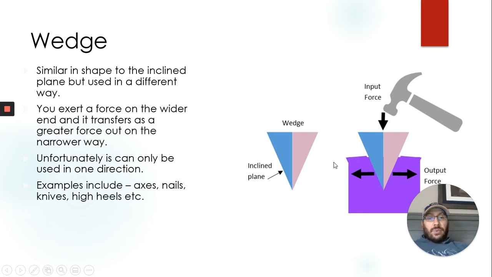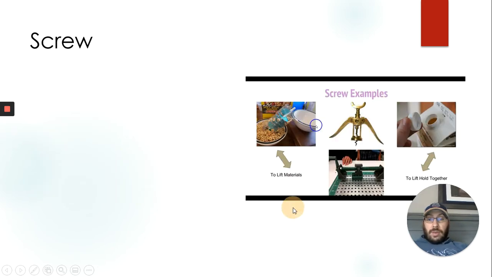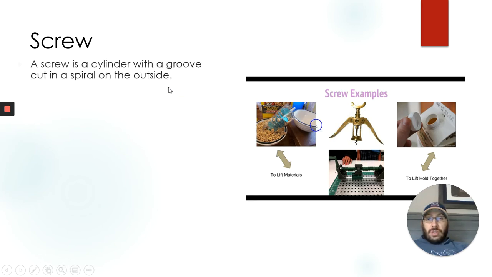You know, if you have really pointy high heels and you step on some soft grass and you put a little bit too much weight on that heel, it will go right into the ground. Next, we have our screw. So screws we've seen all over the place. I already showed you the Archimedes screw at the beginning.